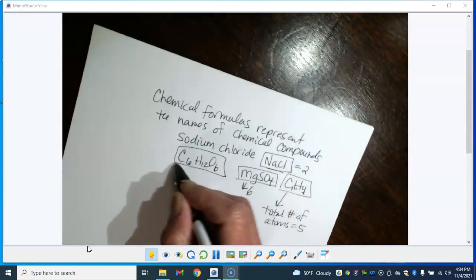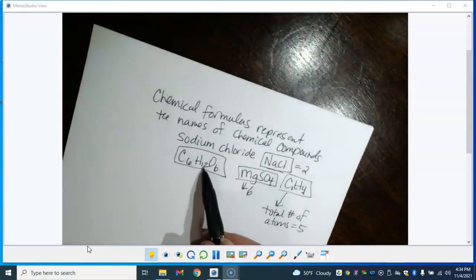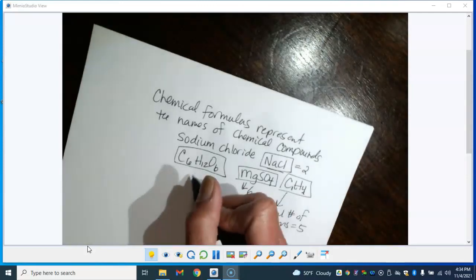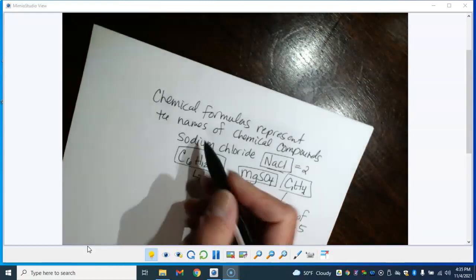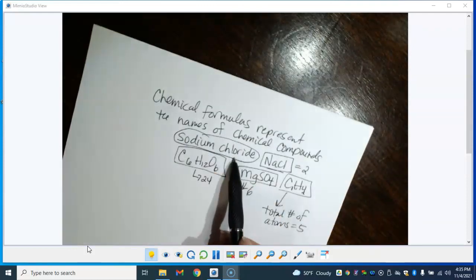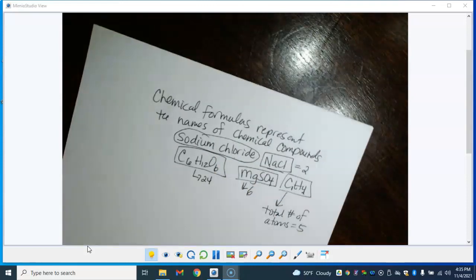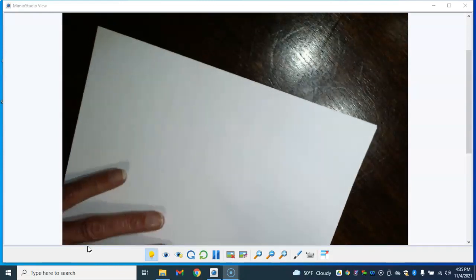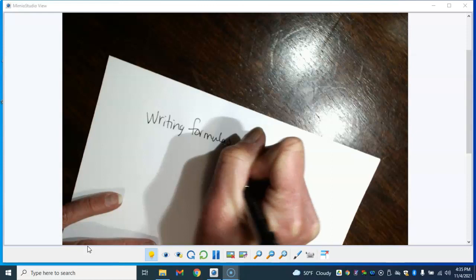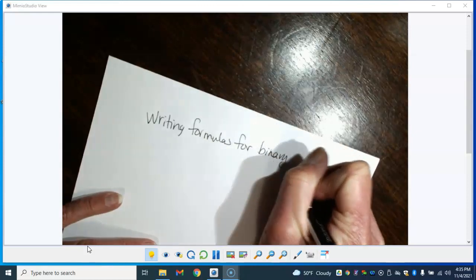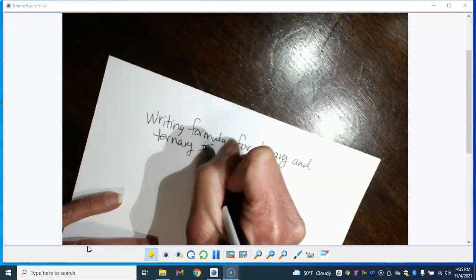This guy over here is glucose. This is what plants produce in photosynthesis. So we have 12 plus 6 is 18 plus 6 is a total of 24 atoms. So what we're going to do today is take the name of the chemical compound like this, and convert it to the formula like this. So what we are actually doing today, I'll write it down, we are writing formulas for binary and ternary ionic compounds.